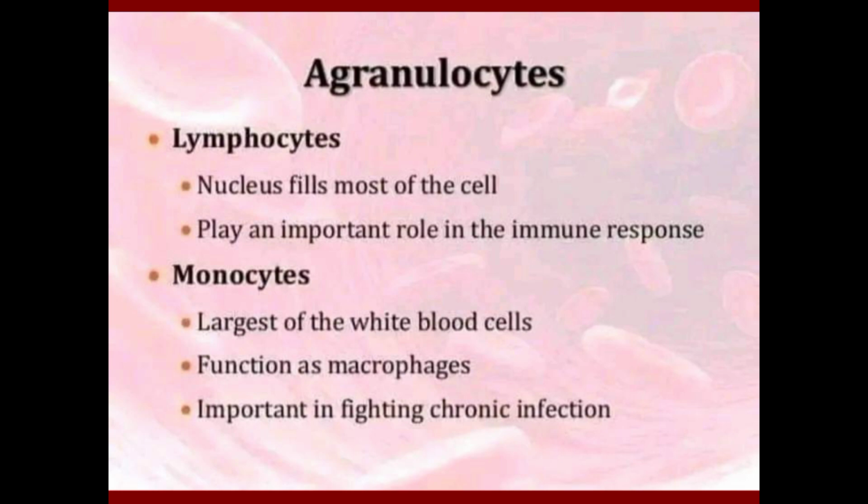The second form of WBC is agranulocytes. Agranulocytes include lymphocytes and monocytes. There are no granules formed in the agranulocytes; they are without granules.